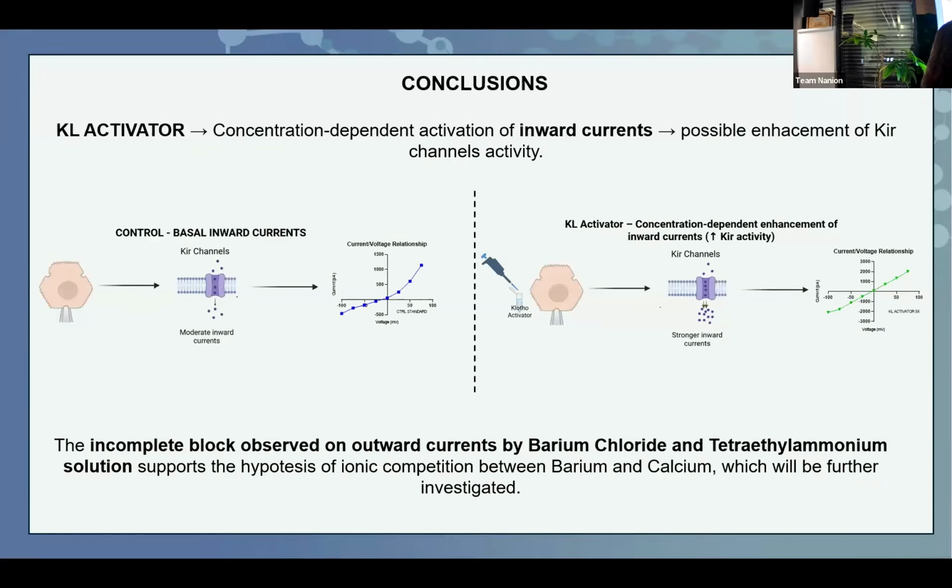And here, this is our conclusion of these preliminary data. Another aspect that will be further investigated is the incomplete block observed on outward currents by barium chloride and tetraethylammonium solution, which, as I said before, is supporting the hypothesis of ionic competition between barium and calcium.